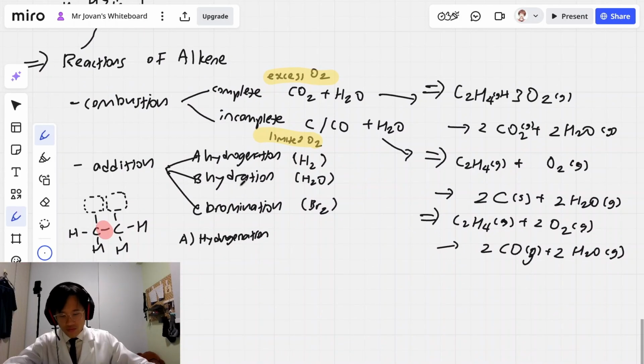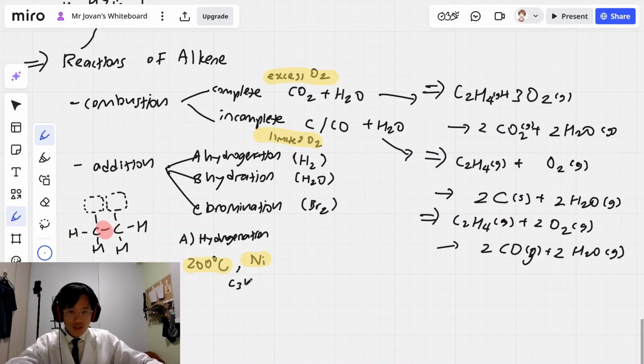So for hydrogenation, what are the conditions that we need? First of all, we need a high temperature of 200 degrees Celsius, and we need the presence of a nickel catalyst. Two things for you to know. Now I'm going to write the equation. We're going to use the example of propene. It can be any alkene, but we're just going to use propene as an example.